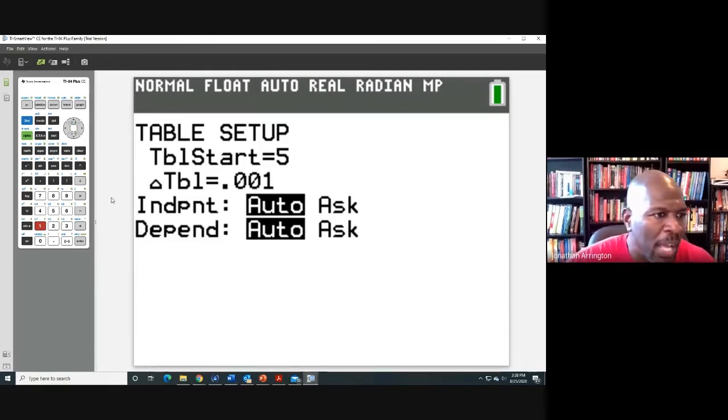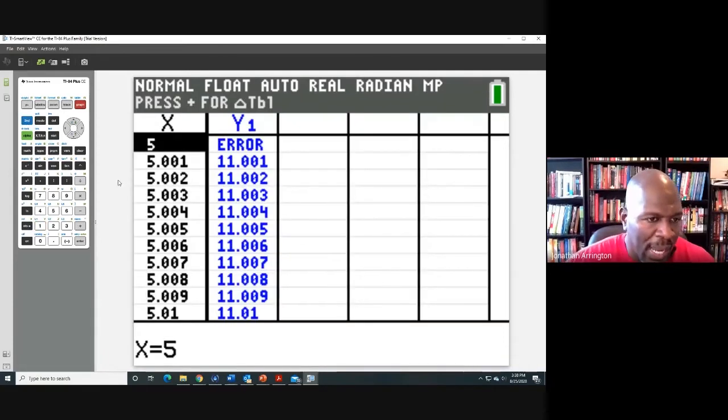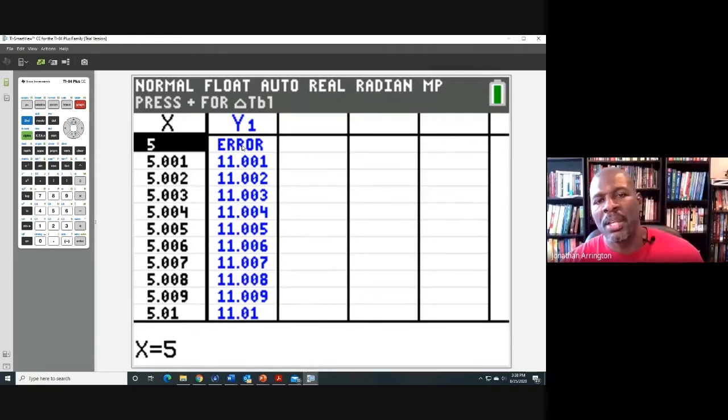All right, so what happens is I go to the table. And again, I'm finding the limit as x is going to 5. So this is 5 here. You may notice there's an error on 5. That should make sense. If you look at the original function, 5 would make our denominator 0. And when your denominator is 0, the value is undefined. So that's why you see that error there at 5.